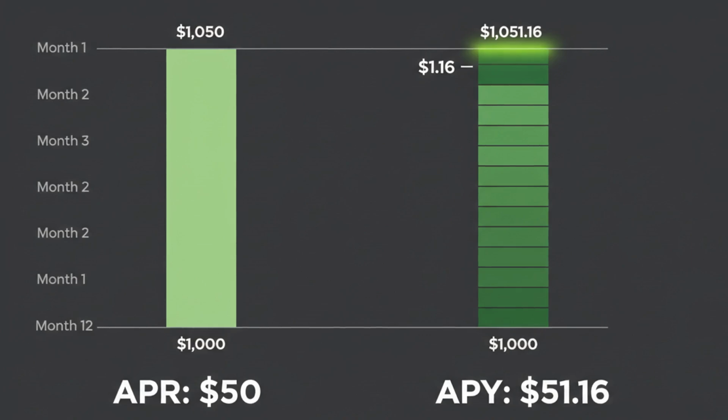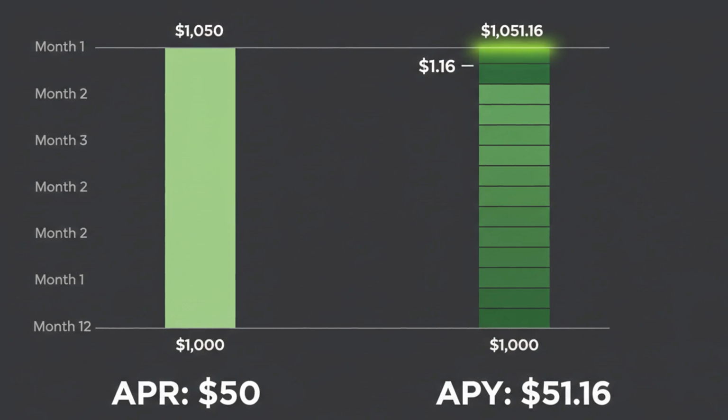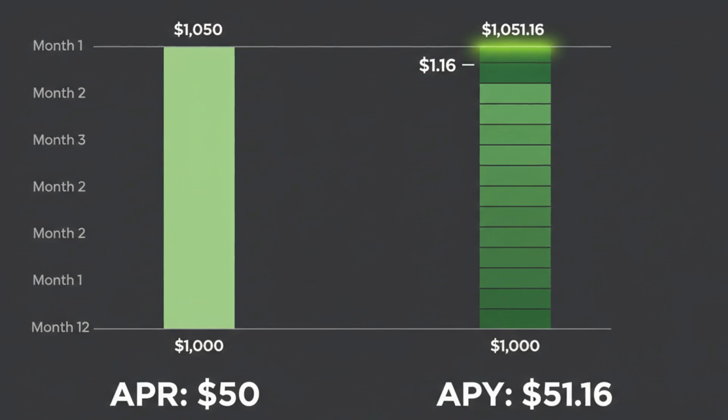Banks put APY on savings accounts because bigger numbers look better in ads. They put APR on loans because smaller numbers make borrowing feel cheaper. It's the same game, just flipped depending on whose money is moving where.